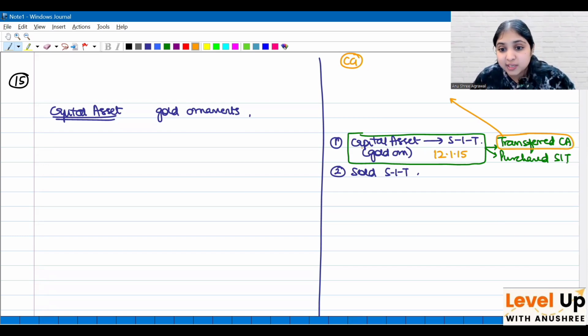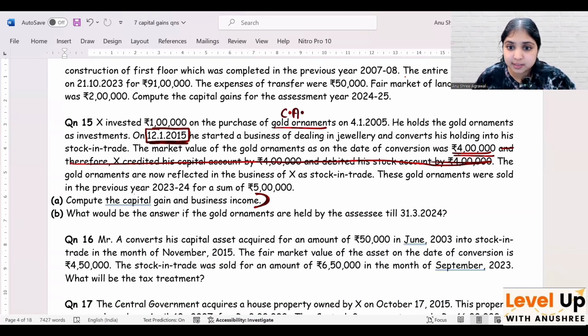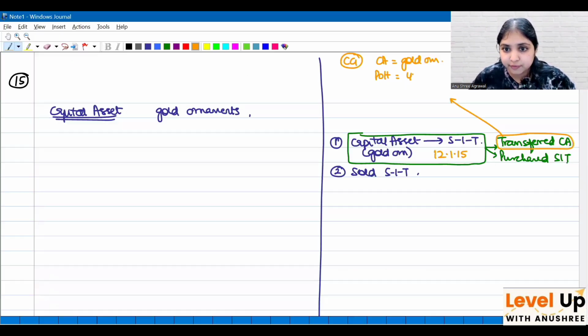So tell me, what is the capital asset I've transferred? I'm imagining what did I transfer? What converted into stock in trade? Gold ornaments. So my capital asset is going to be gold ornaments. Okay. What will be my period of holding? When did I acquire the gold ornaments? 4th Jan 2005. In reality, I did not sell, but I will imagine I sold on the date of conversion.